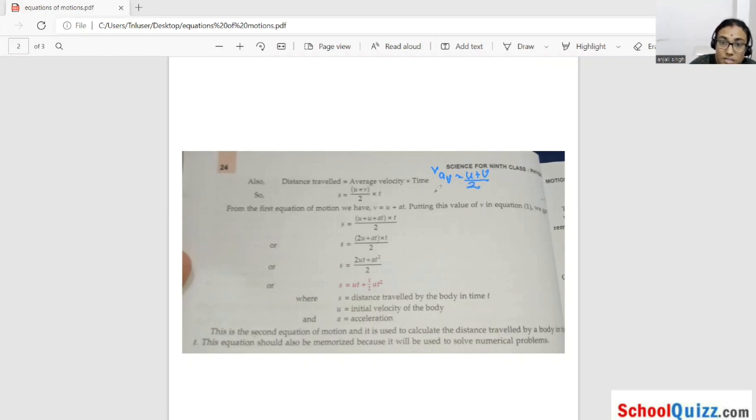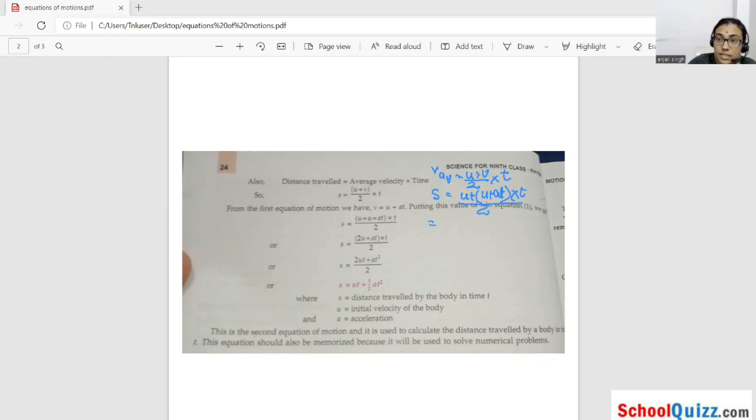Now, how much distance is traveled? Distance traveled is the average velocity into time. As you already know, speed is equal to distance upon time. So here, the distance traveled is equal to average velocity into time. Now, when it is multiplied, this (u plus v) by 2 into t. So what will it be? u plus, in place of v, that will be (u plus at) into t by 2. Clear?